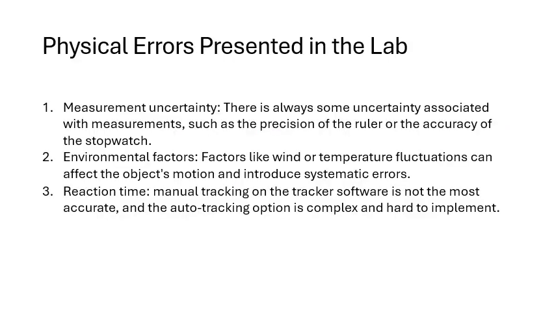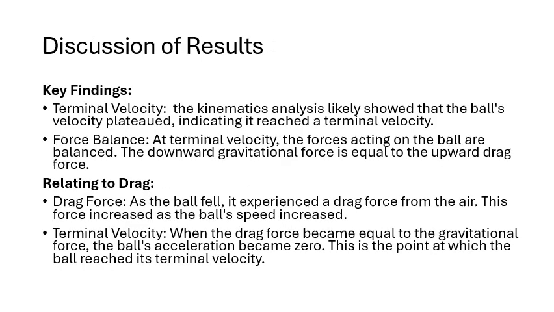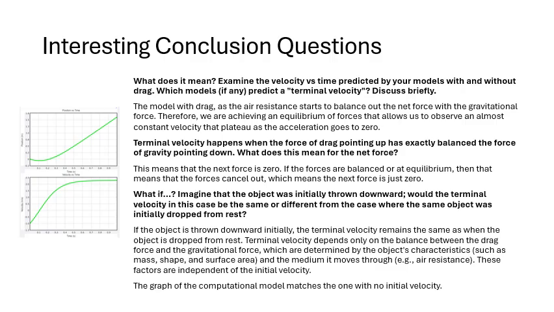For the physical errors, there might be measurement uncertainty because we used the meter stick. There might be environmental factors like the air resistance changing, and it's not a constant coefficient. And also reaction time when I was manually tracking the object's motion. For the results, the key findings were that there was a terminal velocity and a force balance. In relation to drag, the drag force was the one causing the terminal velocity, and that's why the ball stopped accelerating at one point.